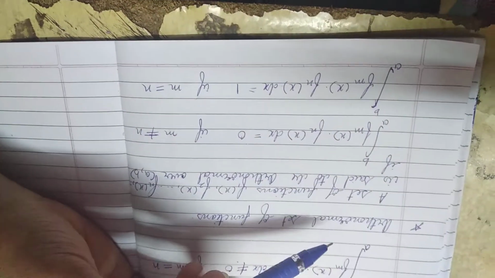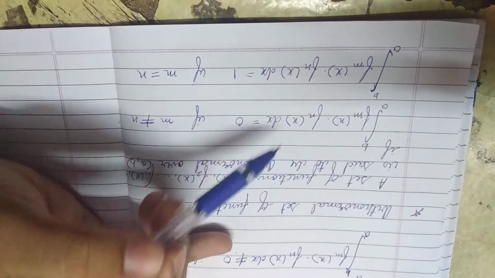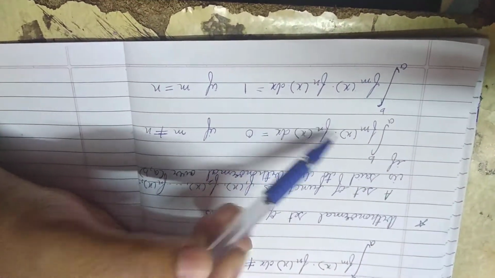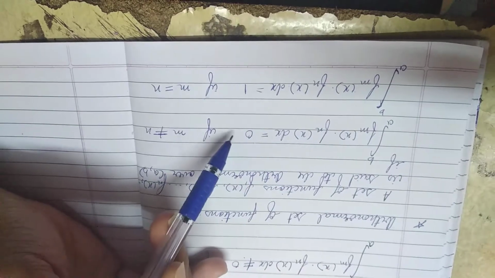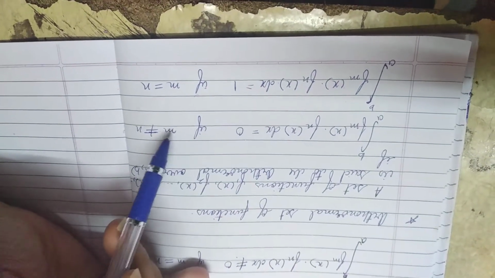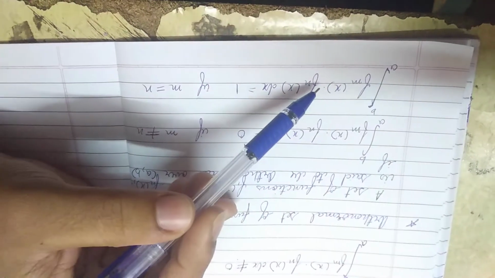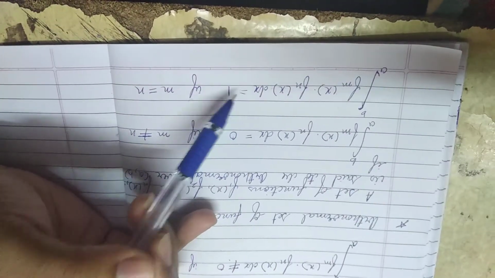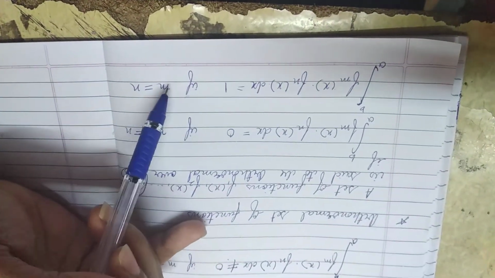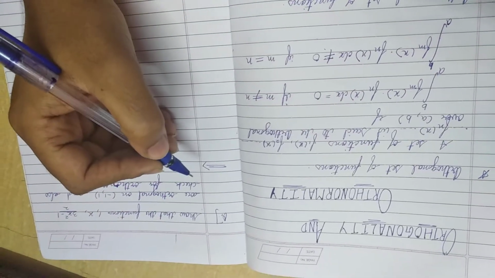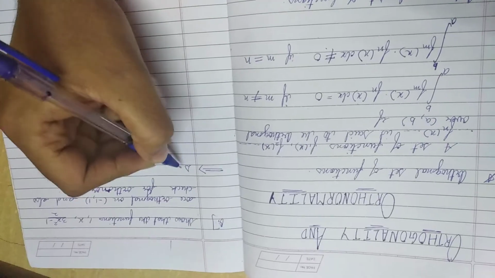So in an orthonormal set of functions, we have been given two different cases. In the first case, the product of two different functions should be equal to 0, that is, if m is not equal to n. And in the second case, the product of the same functions should be equal to 1, that is, if m is equal to n. So we are solving one sum on orthogonality and orthonormality.